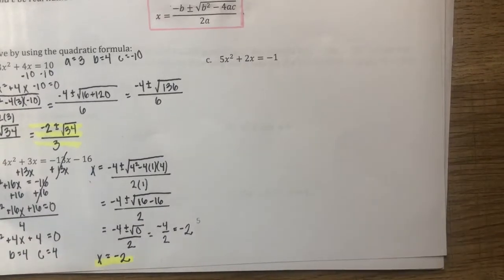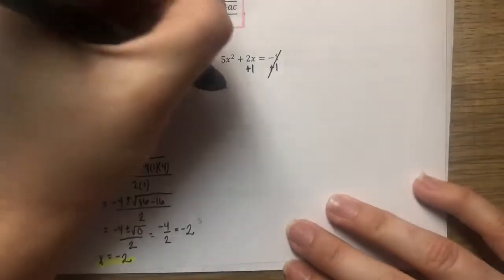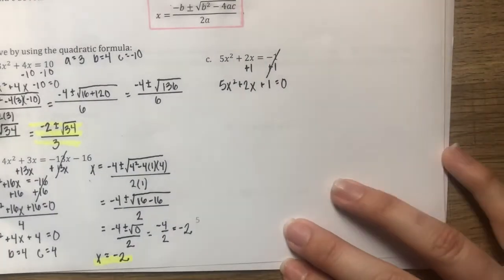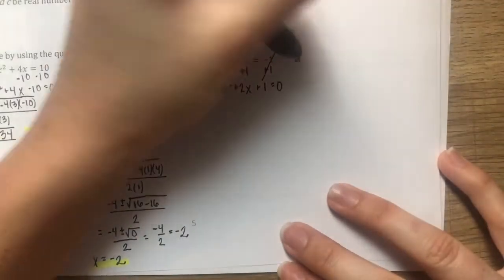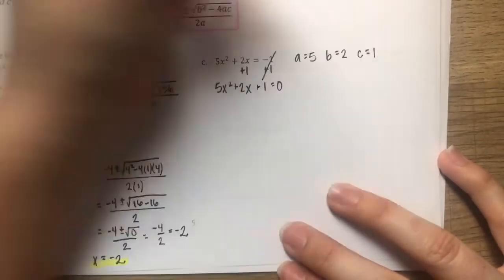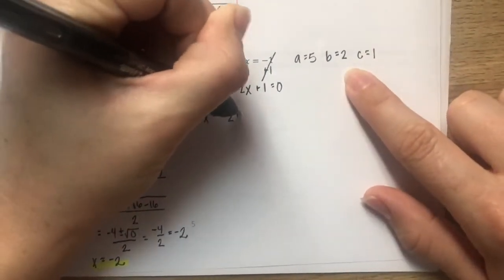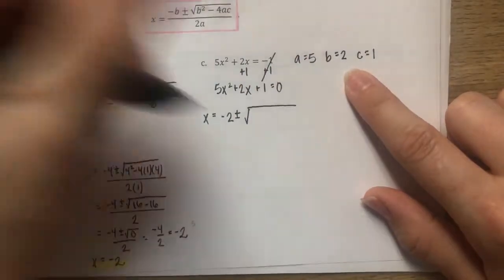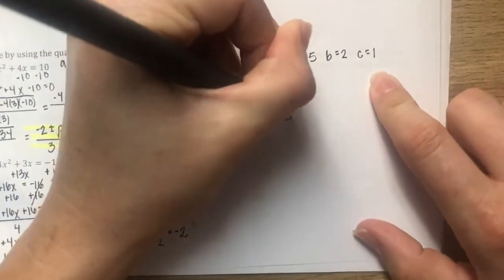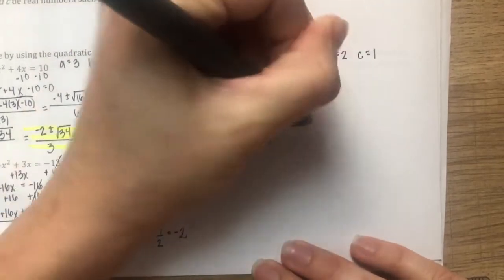So for C, 5x squared plus 2x equals 1. We need it in standard form, so I need to add that 1 over. So 5x squared plus 2x plus 1 equals 0. Now I can figure out what my a, b, and c are. So a is the coefficient of x squared, so it's 5. B is 2. And c is 1. So x equals negative b, so negative 2, plus or minus square root of b squared, so 2 squared, minus 4 times a times c, so times 5 times 1, divided by 2 times a, so 2 times 5.